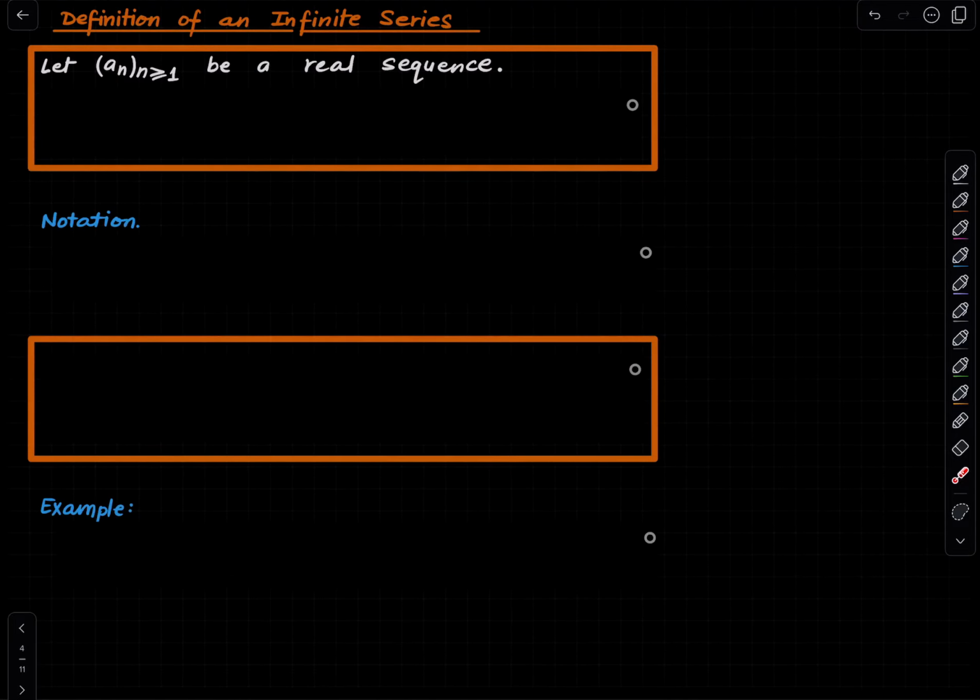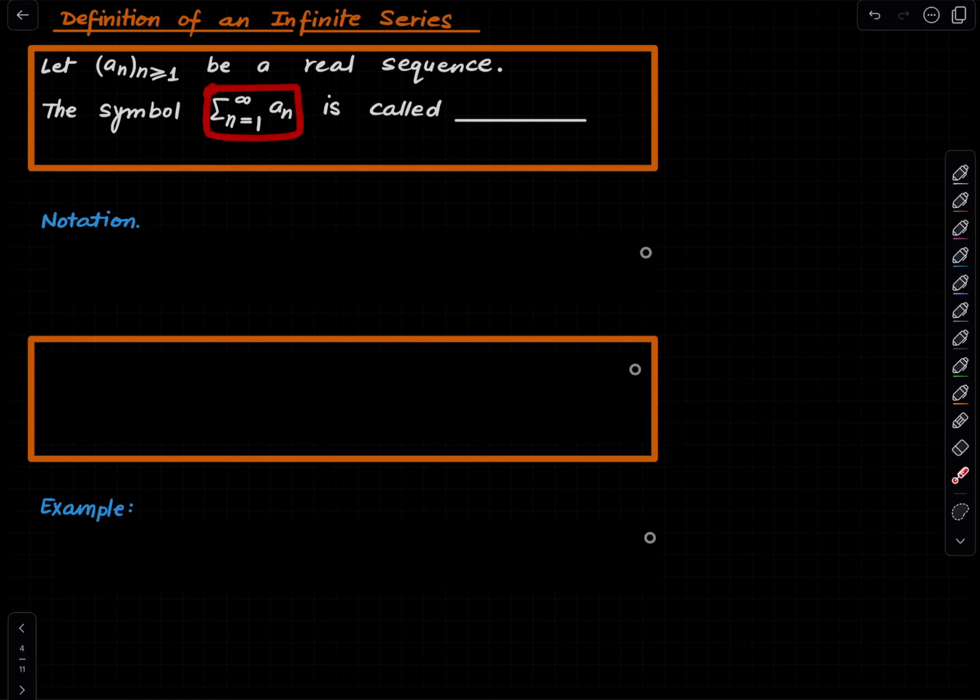So let's get started with some formal definitions. So suppose we have a sequence of real numbers, then this symbol, this horrible symbol, which looks like we are adding infinitely many things, but as of now it is just a formal object. Let us not try to think of it as an operator on a_n or anything. It is just one symbol. Let's just think of it as one symbol. And this will be called the infinite series associated with the sequence.